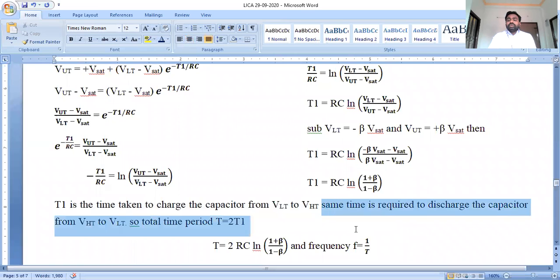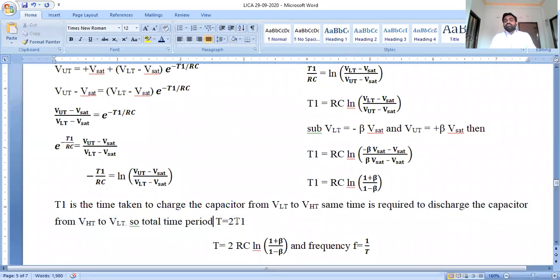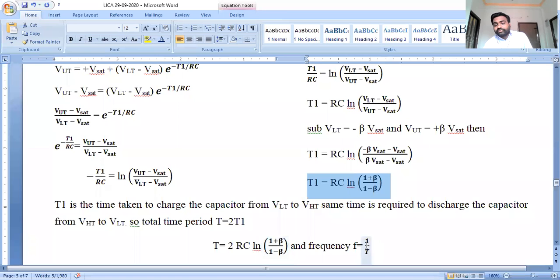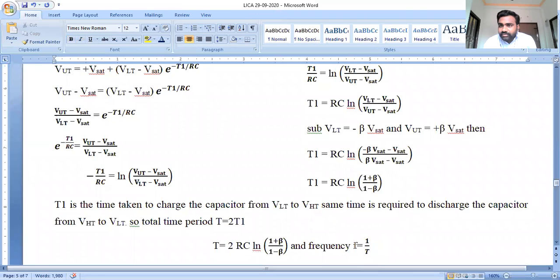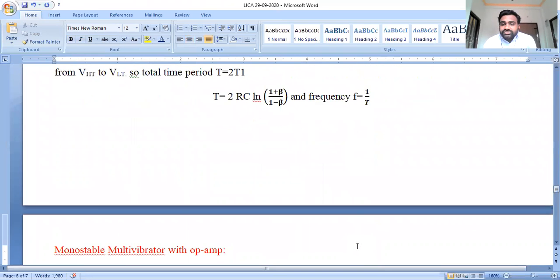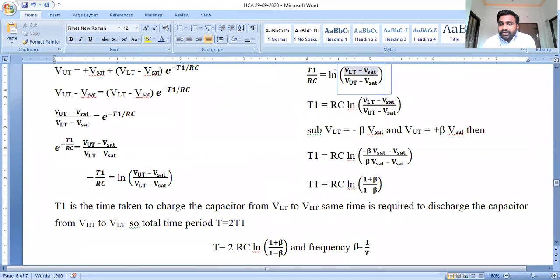At the same time, the capacitor will discharge from the higher threshold value to the lower threshold value. That is, capital T is the sum of T1 plus T2, that is 2T1, which is equal to 2 into RC into ln of (1 plus beta) divided by (1 minus beta). From this time period we can calculate the frequency, which is nothing but the ratio of 1 by the time period. So this is what we analyzed with respect to an astable multivibrator.